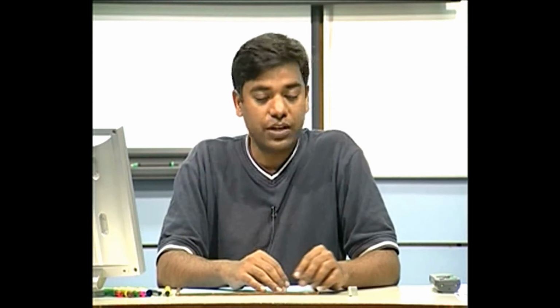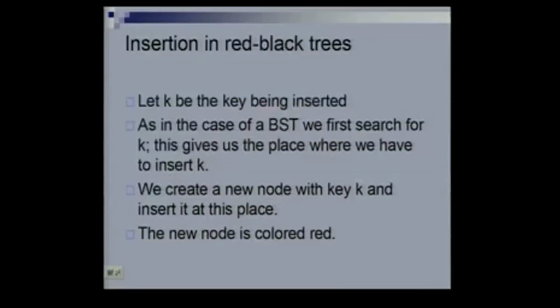So, suppose we are trying to insert a key k into a red-black tree. After all, a red-black tree is a binary search tree. So, first the insertion process would be as is in the case of a binary search tree, which means that we would try to find whether the key already exists in the tree. If it exists, then we would not insert it. If it does not, then we are able to identify the place where the key has to be inserted.